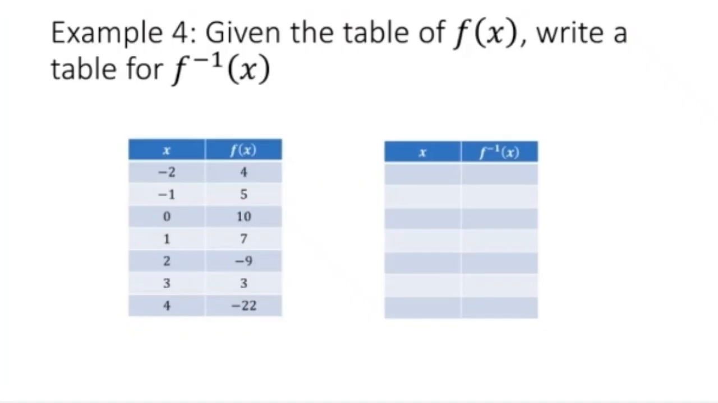Next, we're going to discuss how to find the inverse function of a function defined by a table. On the left, we have a table that defines f of x. We can see that f of x is 1 to 1. Each function value corresponds to exactly one x value. Our goal is to figure out the table for our inverse function, f inverse of x.